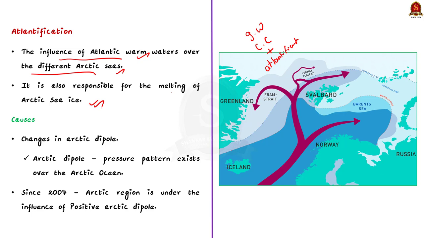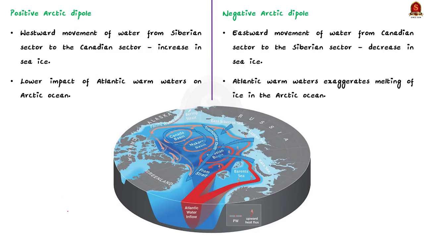Now, what causes the Atlantic Ocean waters to move towards the Arctic Ocean? It is primarily due to changes in the Arctic dipole. Here, the Arctic dipole is nothing but the pressure pattern that exists over the Arctic Ocean. Since 2007, the Arctic region has been under influence of the positive Arctic dipole. To have a better understanding, take a look at this image.